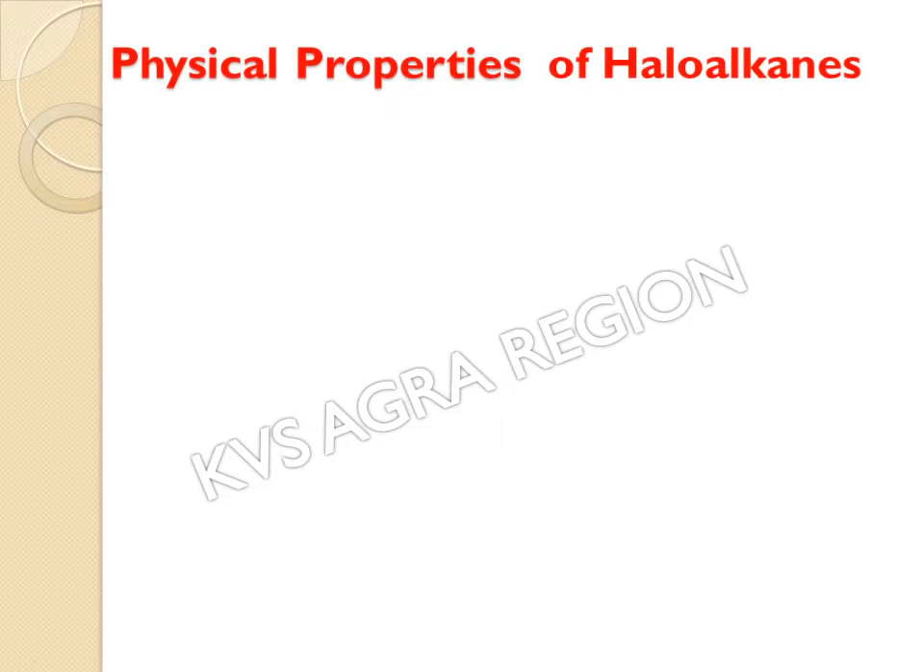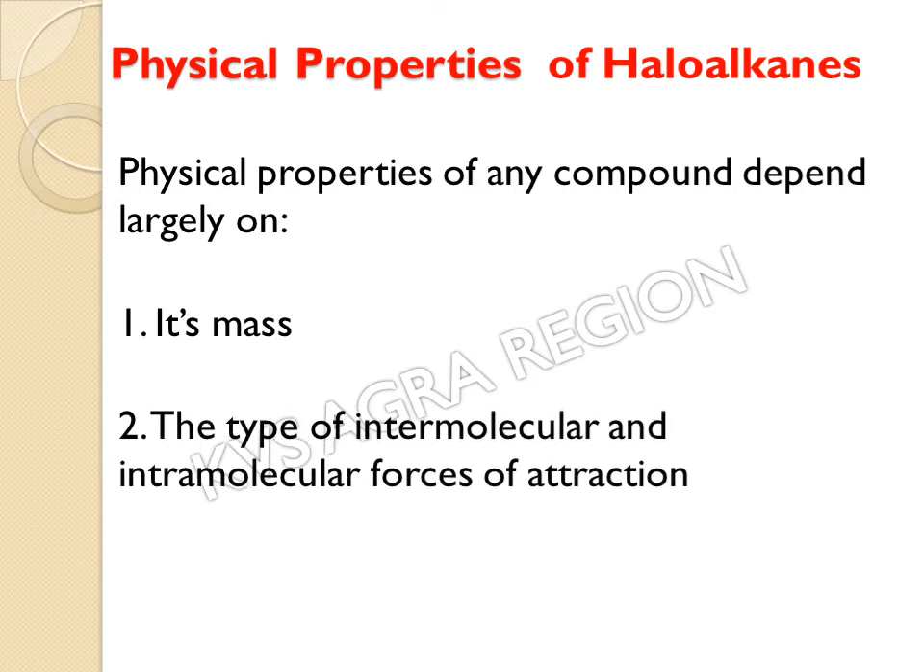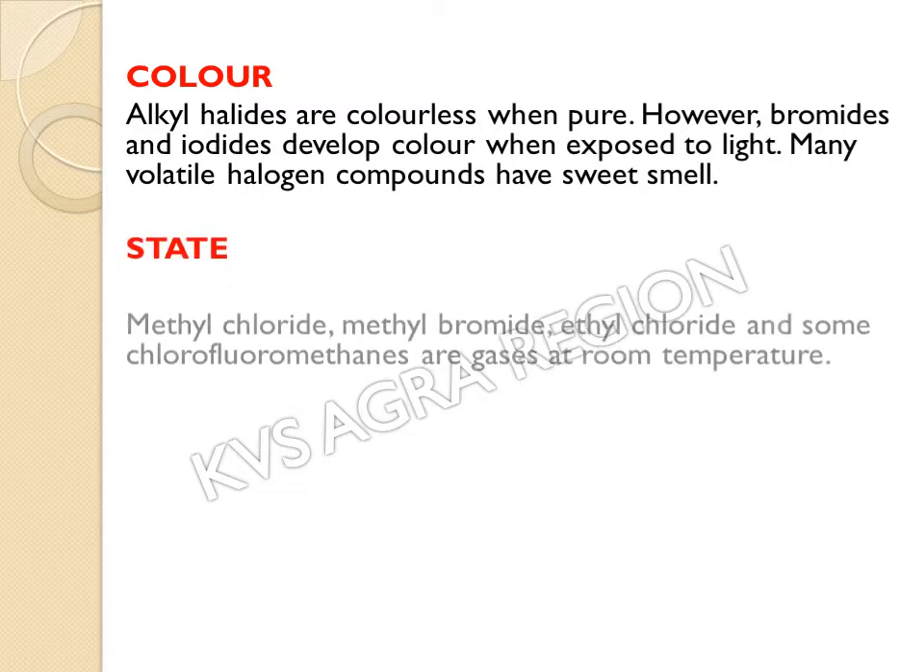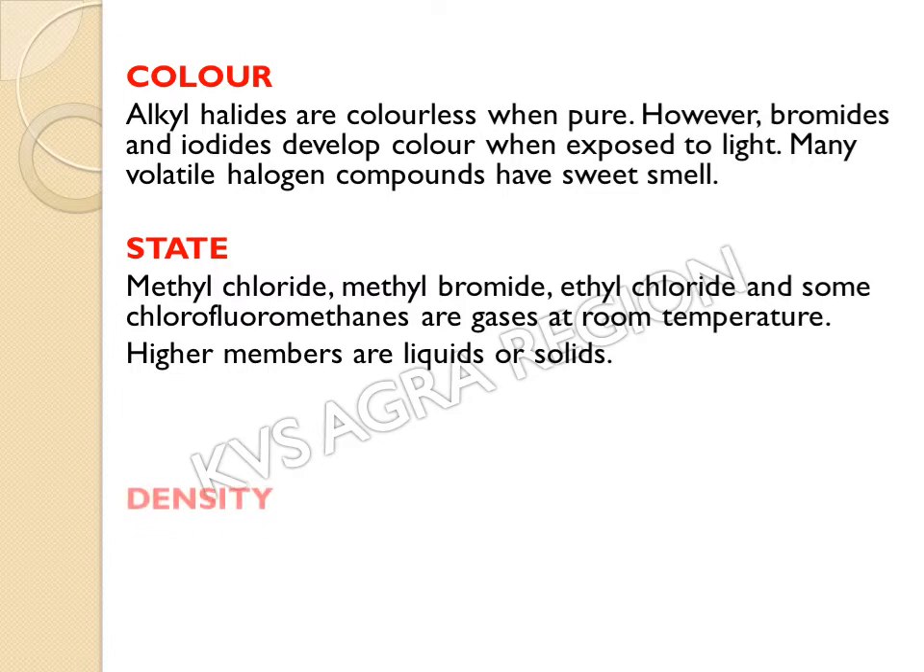Now, physical properties of haloalkanes. Physical properties of any compound depend largely on its mass and the type of intermolecular force of attraction. Color: alkyl halides are colorless when pure. However, bromides and iodides develop color when exposed to light. Many volatile halogen compounds have a sweet smell. State: methyl chloride, methyl bromide, ethyl chloride, and some of the chlorofluoromethanes are gases at room temperature. Higher members are liquids or solids.